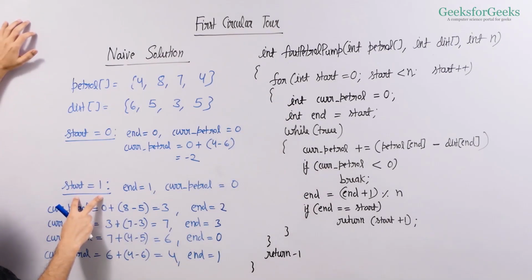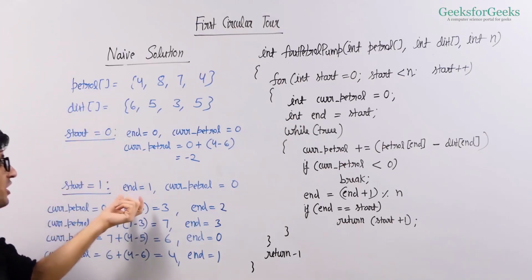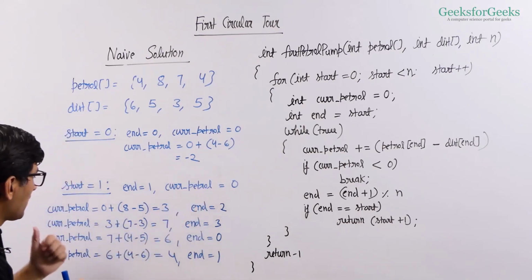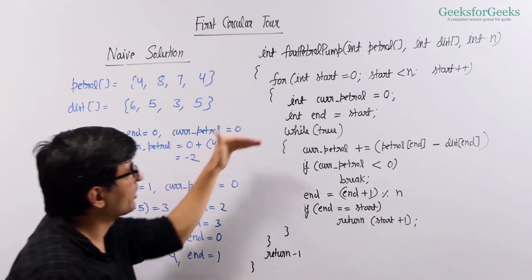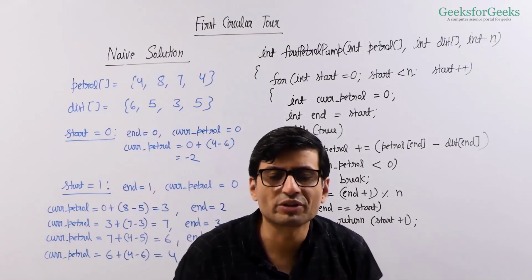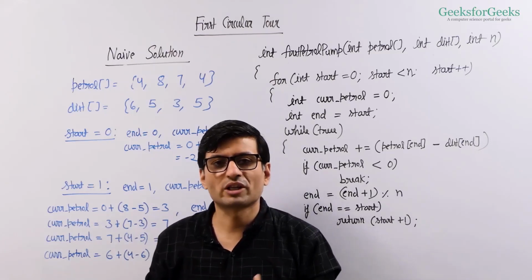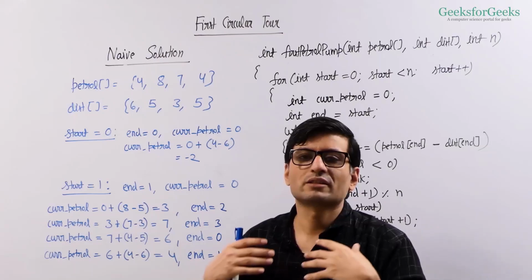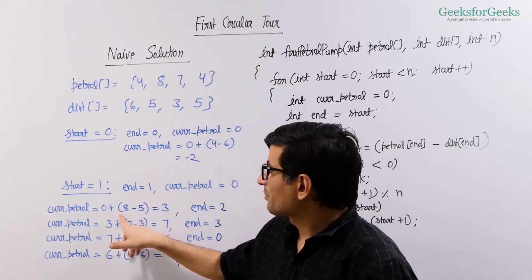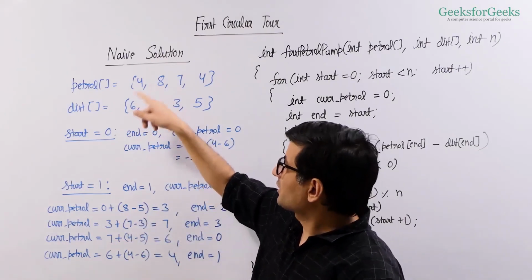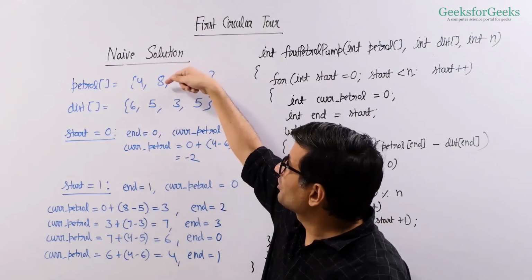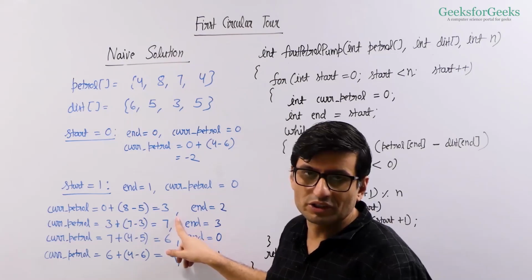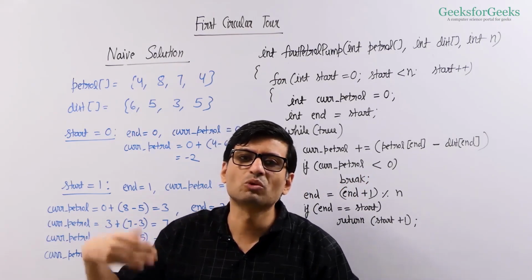Now we try with start equal to 1. We initialize end equal to 1. We initialize current petrol equal to 0. And after this initialization, we run this loop. And inside this loop, what are we going to do? We are going to do current petrol equal to current petrol plus petrol end minus distance end. So we are going to subtract 8 minus 5, right? Start end is our 1. So we are going to add 8 minus 5. So the current petrol is 3, which is positive, right? So we are going to move ahead now.